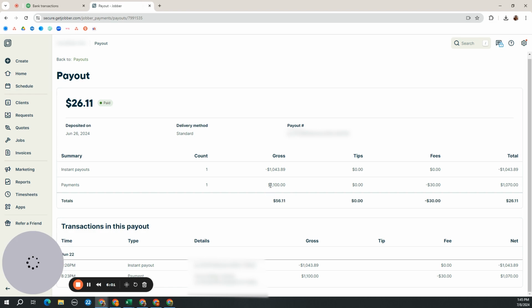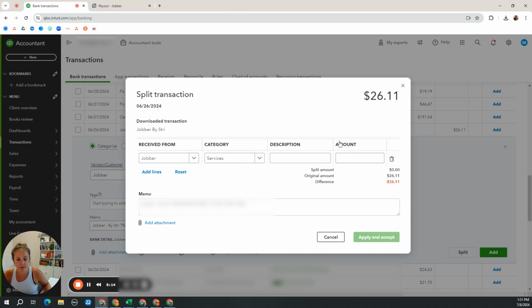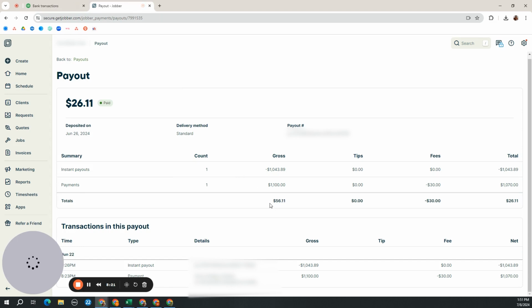So what do I need to do? First off, I need to add in this full invoice amount. We received $1,043.89. So that's a difference of $56 that QuickBooks doesn't know that we earned, because QuickBooks only saw $1,043. We need to add in this extra income that our customer really made. So what we need to do is get this split amount inside of QuickBooks to match our full gross amount inside of Jobber.